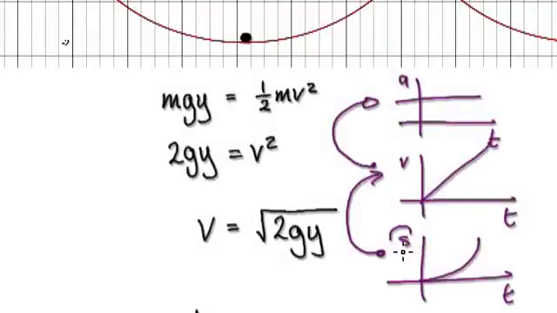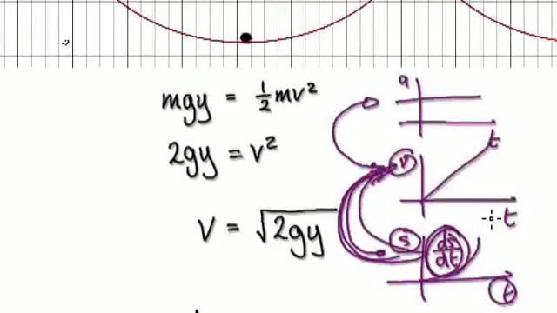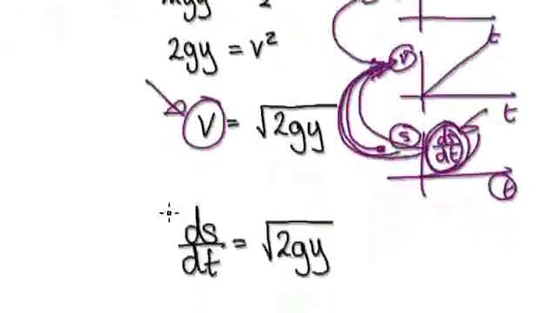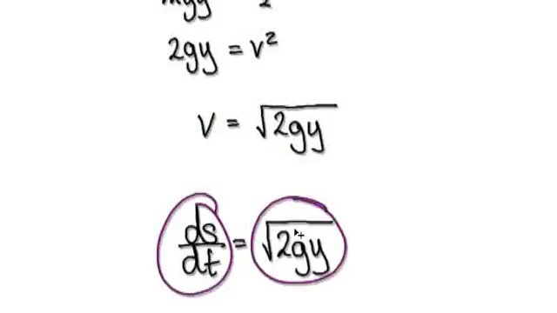So if you look at the gradient of your displacement time graph, the derivative is really ds by dt. Well, ds by dt really represents the velocity. So remember, if you differentiate your displacement time graph, it will give you velocity. So this velocity here is really ds by dt. So you can make this statement here: ds by dt equals this.